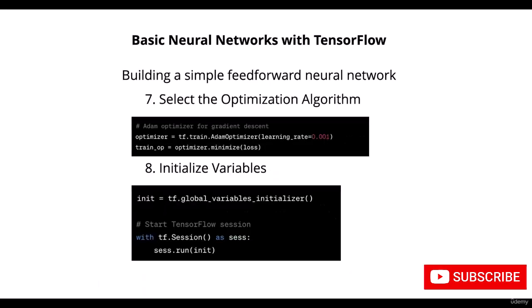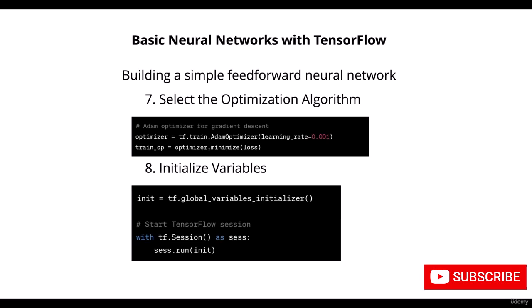Step 7 is select the optimization algorithm. In this, choose an optimization algorithm to minimize the loss function and update the model parameters, weights and biases, during training. Here is an Adam optimizer for gradient descent. optimizer equal to tf.train.AdamOptimizer, learning rate is 0.001. Next is train_op is optimizer.minimize(loss).